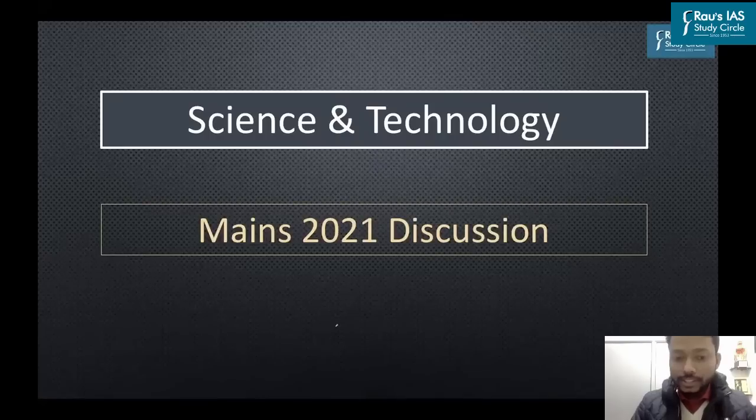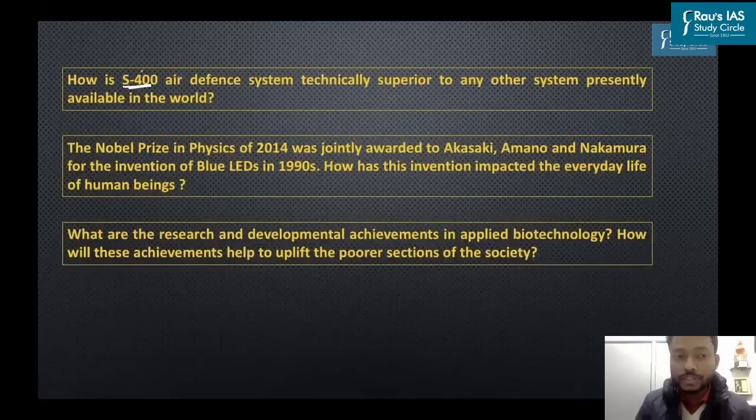There were 3 questions in this year's mains paper from Science and Technology. One of the questions was on S400. S400 has been making news for quite some time. India has procured, against the pressure of the US, S400, which is a missile defense system from Russia. S400 largely was covered in the newspaper from the context of internal security and international relations.